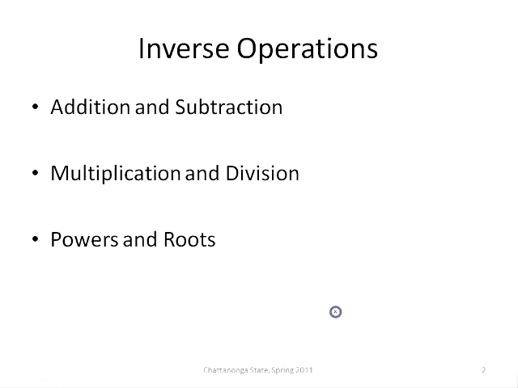Addition and subtraction are inverses of each other because 3 plus 4 equals 7. But if you take the 7 and subtract 4 from it, you get 3. So adding 4 to 3 gives you 7, but subtracting 4 from 7 gives you the 3 back. This is what I mean by an inverse operation.